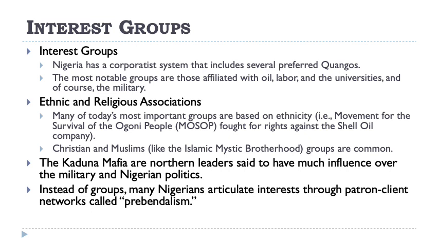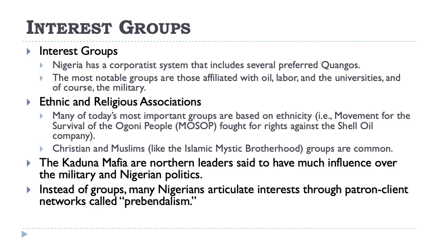Nigeria has a corporatist system that includes several preferred quangos, which you recall are quasi-non-governmental organizations. But there's very much a gray area here as to who they serve. They kind of serve the people, they kind of serve the government. But the most notable groups are those that are affiliated with oil and labor, the universities, and of course the military. Ethnic and religious associations are very common.